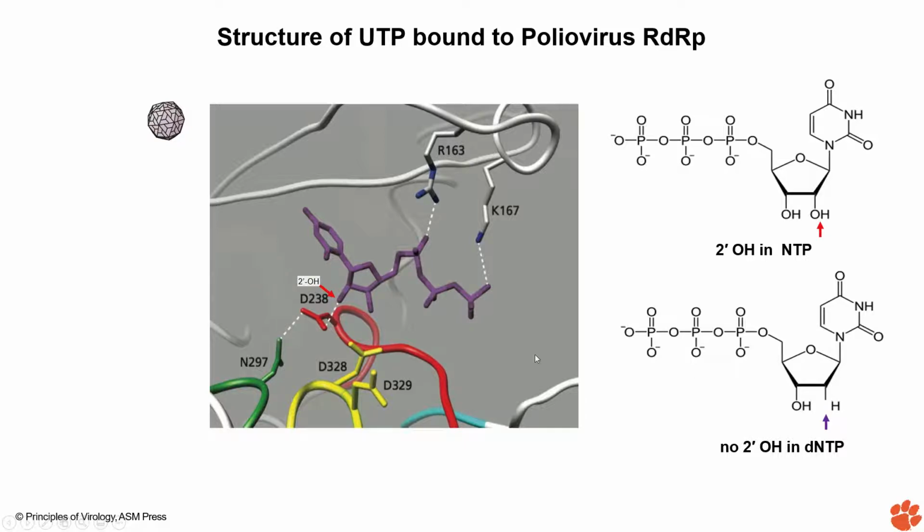And if it is just H, it's not going to bind to this D238, and it's not going to incorporate a dNTP. So this is how, at the molecular level, the specificity of the RNA-dependent RNA polymerase works. So what happened in a DNA-dependent polymerase? People have engineered this. They changed that D238 to a tyrosine, and this RNA-dependent RNA polymerase will incorporate a dNTP. So that experiment has been done.